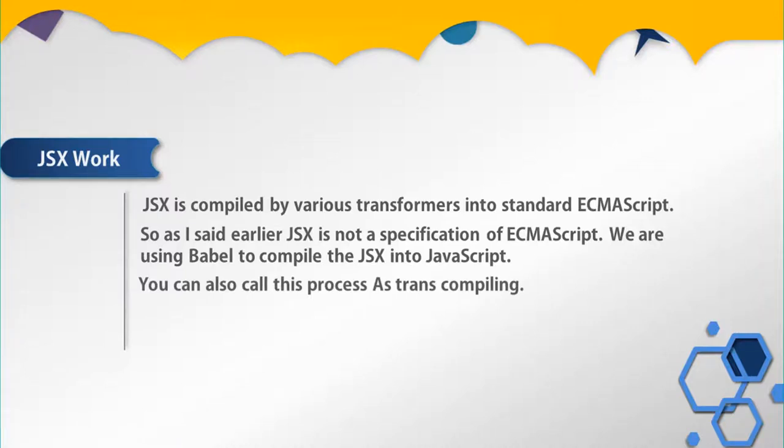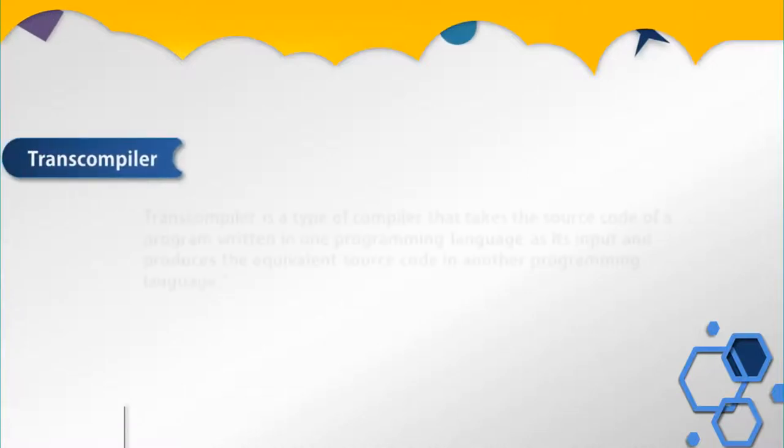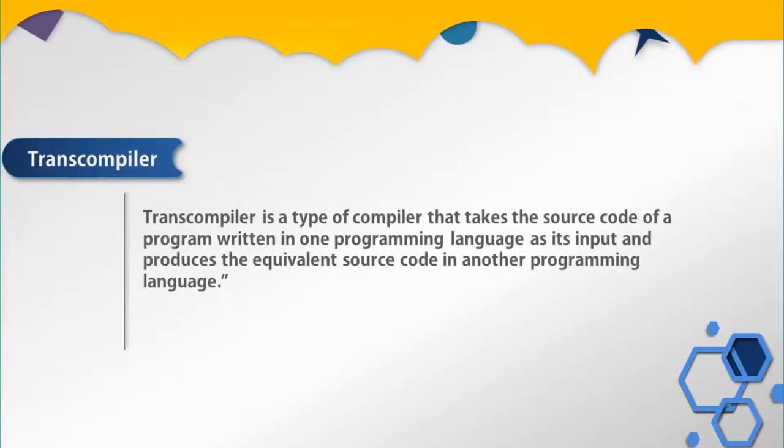So, let me first describe the meaning of transcompiling. Transcompiling is a type of compiler that takes the source code of a program written in one programming language as its input and produces the equivalent source code in another programming language. So here, we are using JSX syntax and transcompile this syntax into ECMAScript. Let me show you the process.